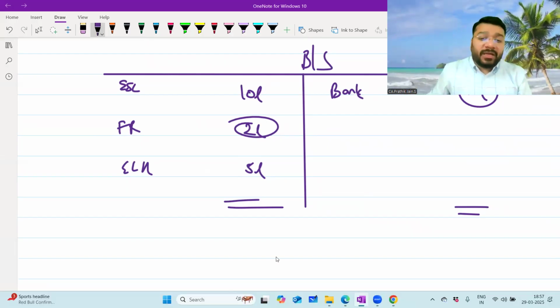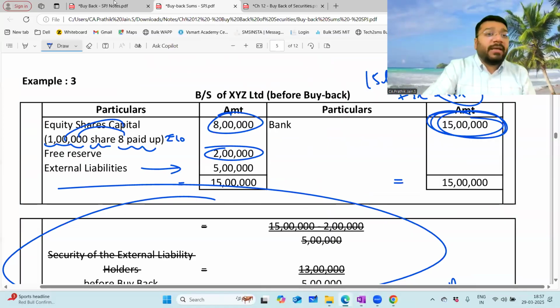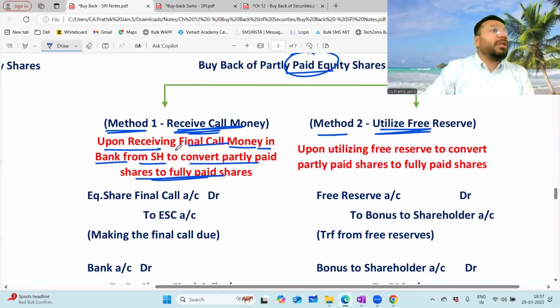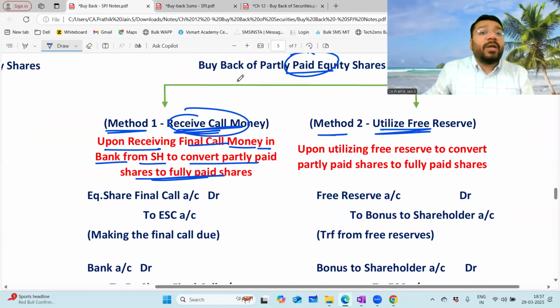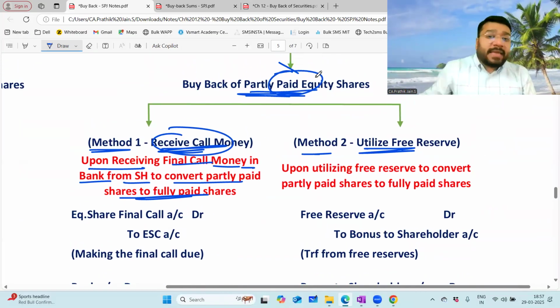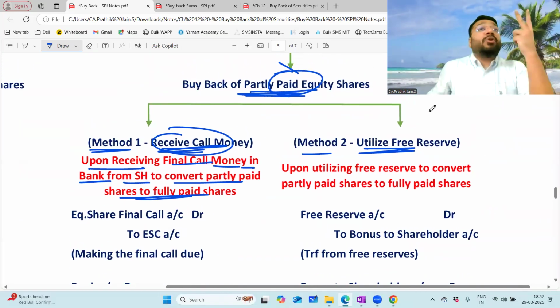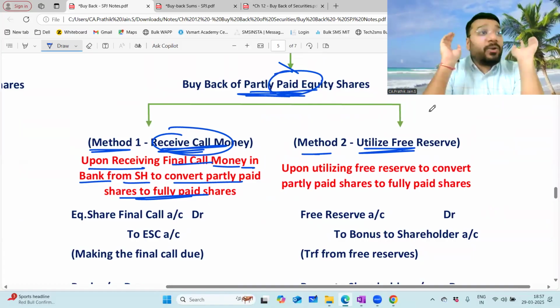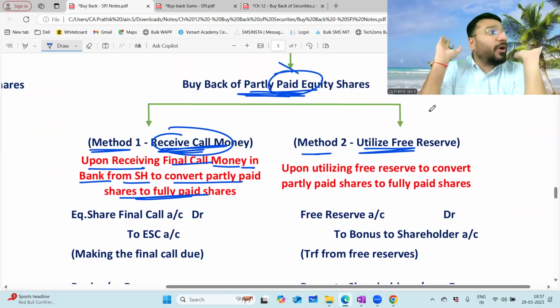So this is one option where you can make the call and convert partly paid into fully paid. You make the call and you receive the money. This is how you convert your partly paid shares into fully paid. Now, the second option is what? The remaining 2 rupees you do not call from the shareholders. That 2 rupees is a bonus from your side.